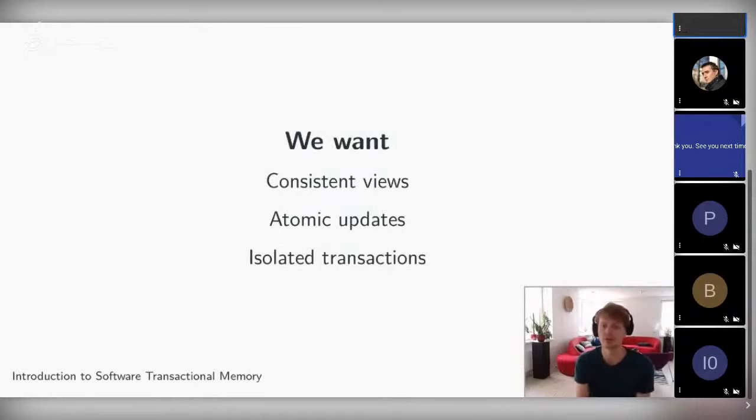These are some of the things that we want out of state. We want consistent views over the state. So if we read it a couple of times, we want it to be the same thing. If we update the state, we want the update to be atomic, so it either happens all at once or not at all. And if there are multiple updates, we want these to happen in isolated transactions.